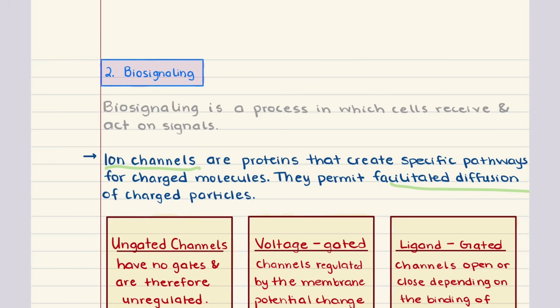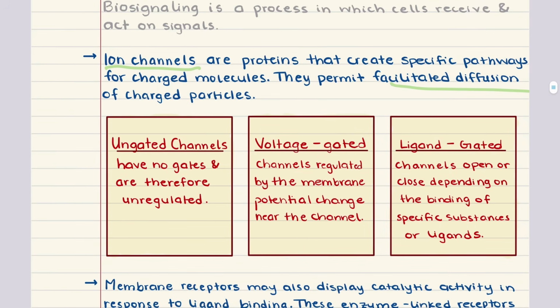There are 3 main types of ion channels. We have ungated channels. These are always open. They have no gates, so ions can move freely through them depending only on the concentration gradient. Then we have voltage-gated channels. These open or close in response to changes in membrane potential, and they are especially important in neurons and muscle cells.